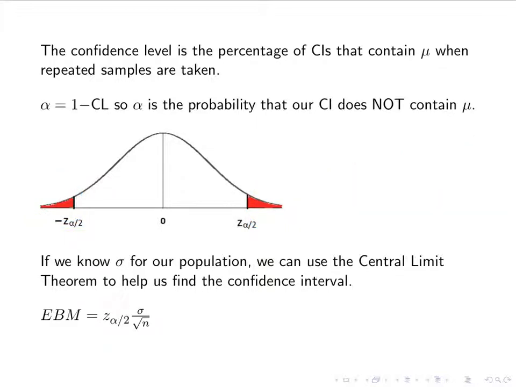And then our EBM, our error bound, is actually z sub alpha over 2 times sigma over the square root of n. So we're taking our z-score from our standard normal distribution, and then we're kind of unstandardizing it by multiplying it by the sigma for our sampling distribution of the means. And remember, that is sigma divided by the square root of n. So again, we take our z sub alpha over 2 and multiply it by sigma over root n because we're using the central limit theorem. So this is going to be the main part of this section.